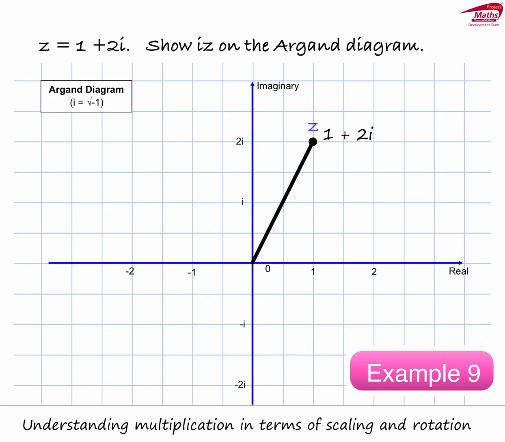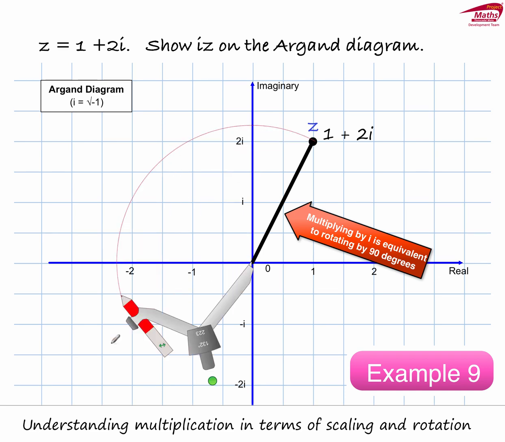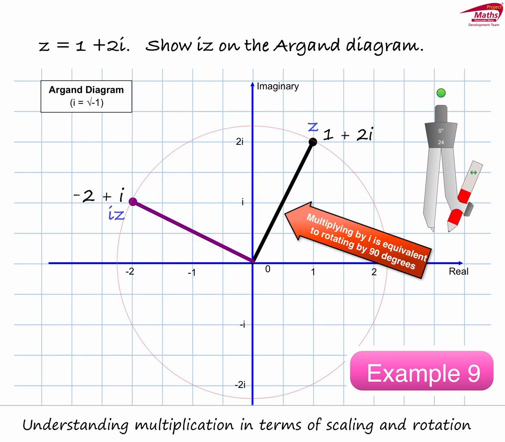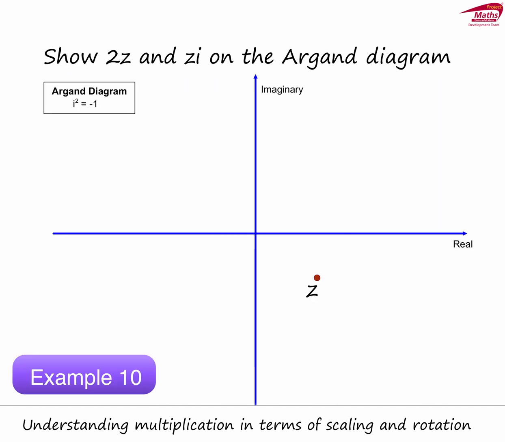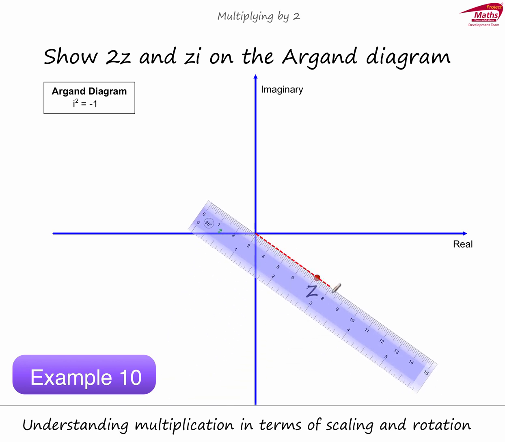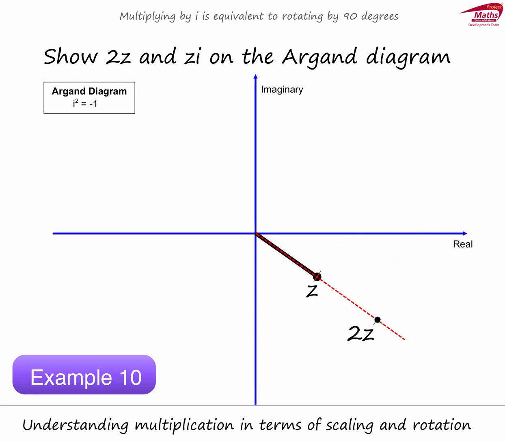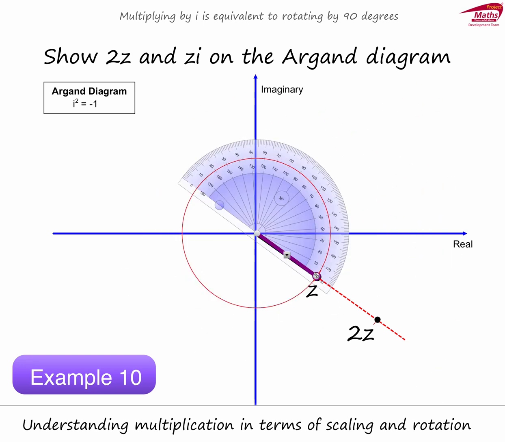Example 9. If z is 1 plus 2i, show iz on the Argand diagram. Well, i times z means we rotate z by 90 degrees. This gives us negative 2 plus i. Example 10. Here we have an Argand diagram showing us the position of z. On the same Argand diagram, can you show the position of 2z and zi? 2z means that z is scaled by a factor of 2. z multiplied by i means that z is rotated by 90 degrees.